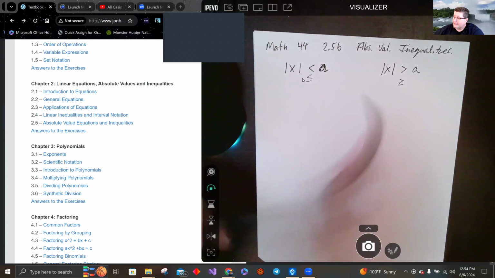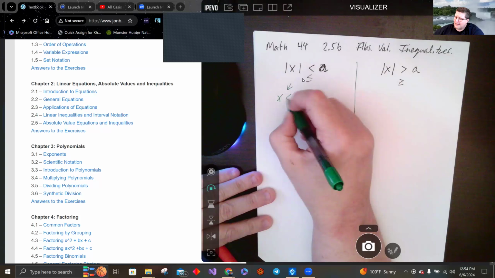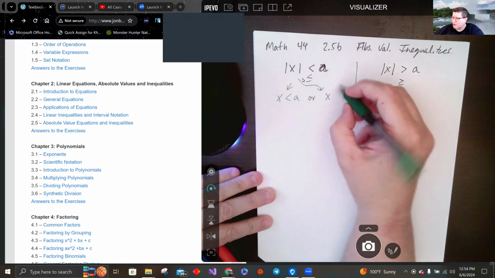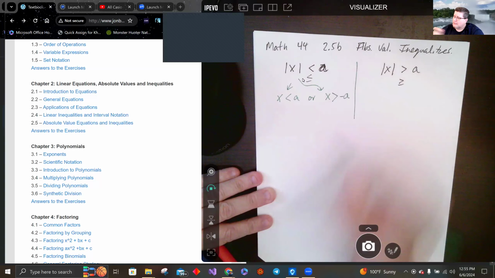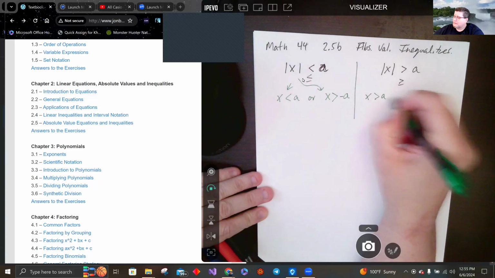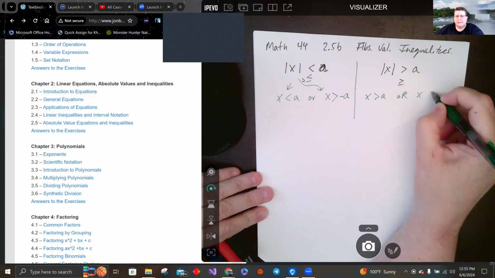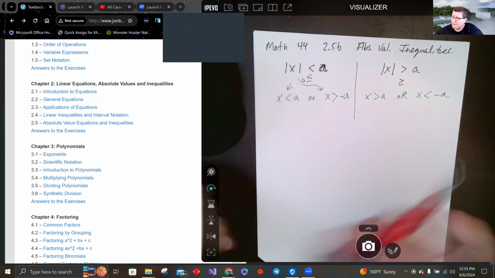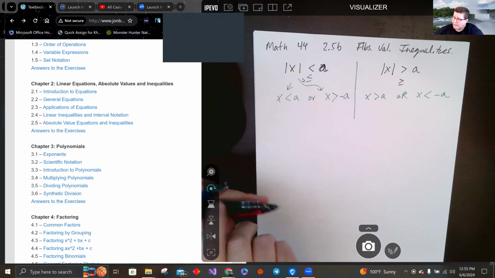So if we explore these, if I do x is less than a or x negative a, when you do the -1, you have to flip the sign. So that's going to happen on both of these. Flip the sign makes it like that. That's the important part.